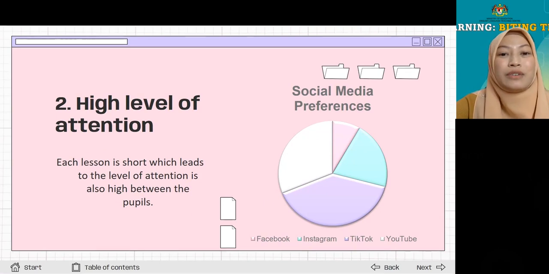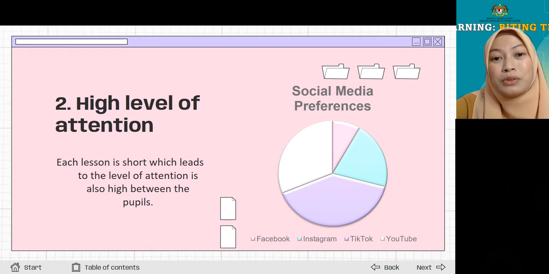This pie chart is the result of the survey that I have done with my pupils, the primary school pupils, on which social media platforms they prefer when they want to learn about English. So most of them chose TikTok because it's easy to download. It's easy to use. It only uses small bytes of data, and they can also download the videos easily from the platform.